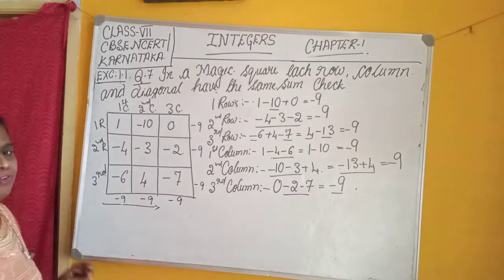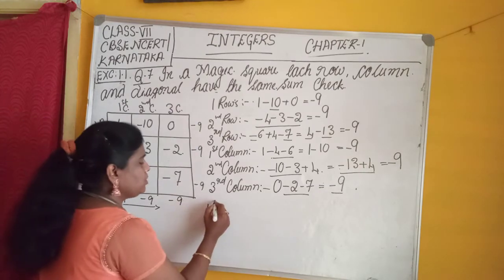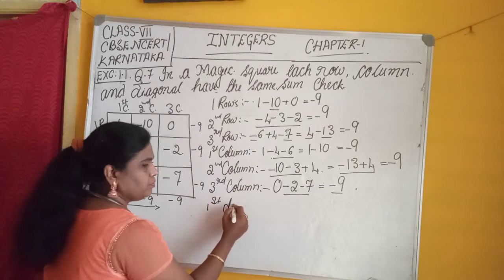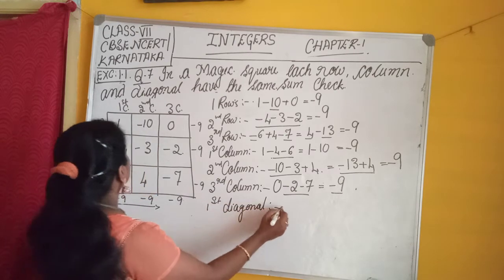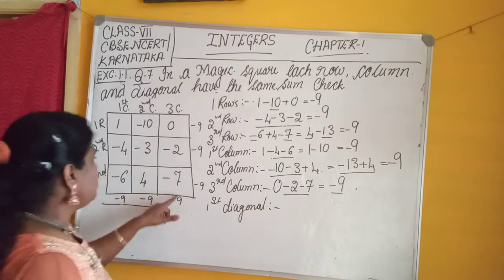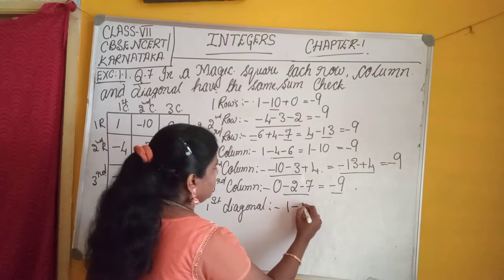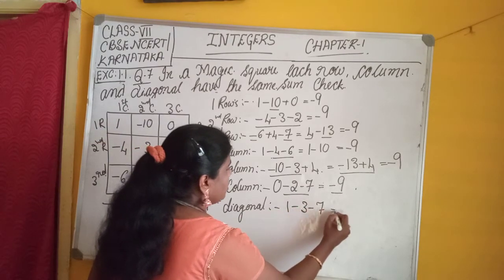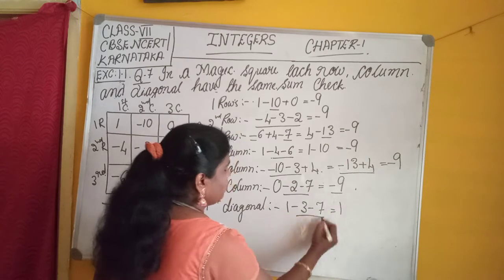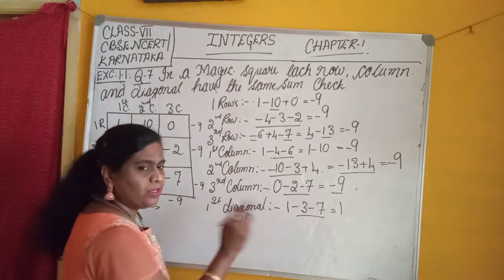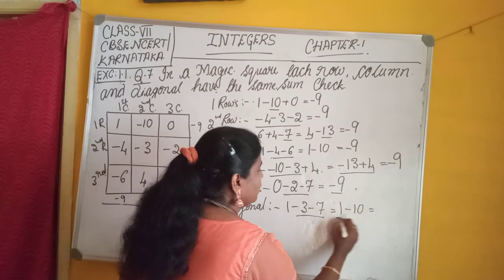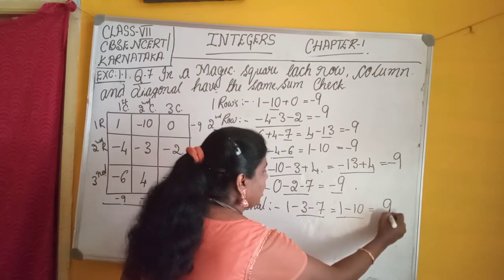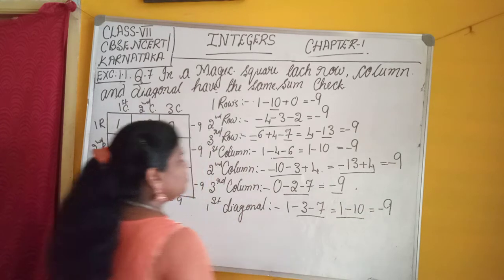We have to check the diagonals. The first diagonal is 1, minus 3, minus 7. We have to add these because both have the negative sign. That is minus 10, then we take the difference, 9, and write the symbol of the greater number.